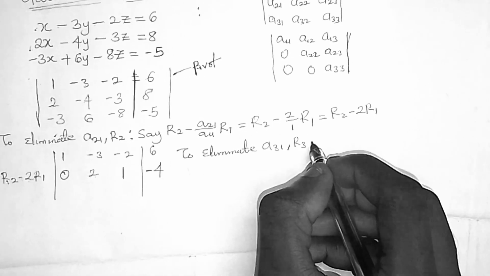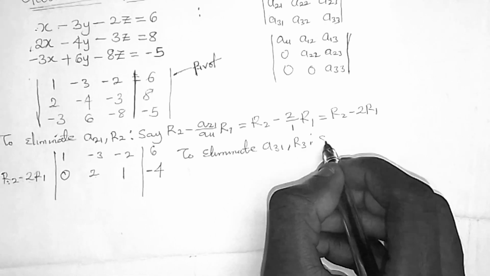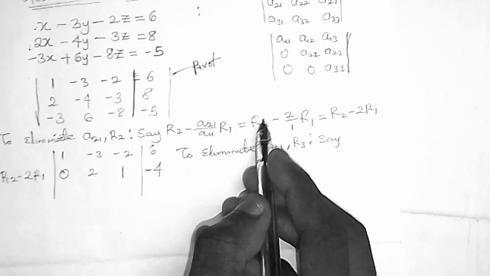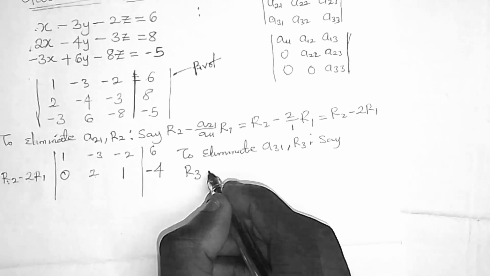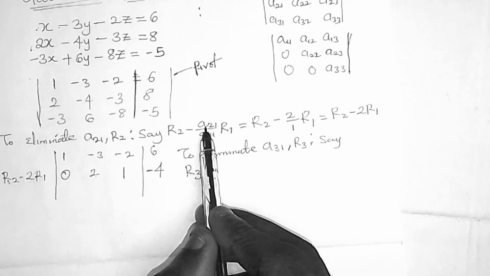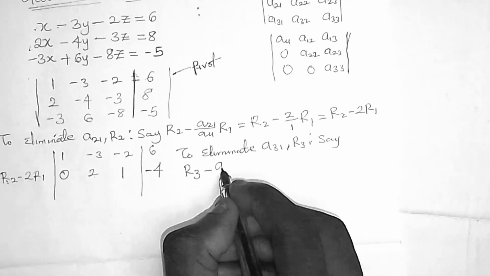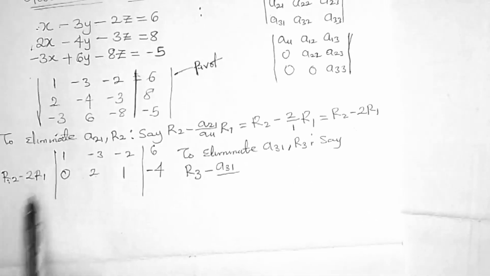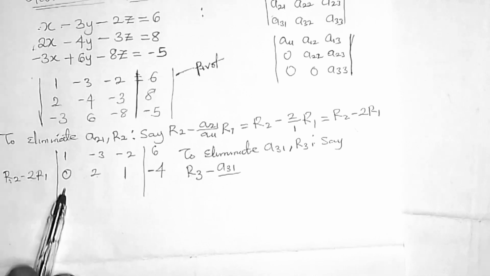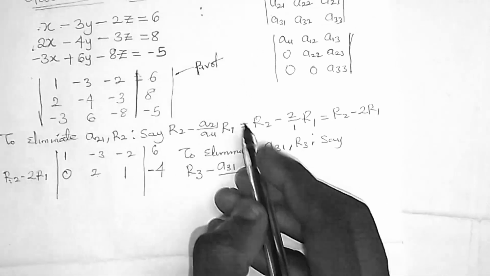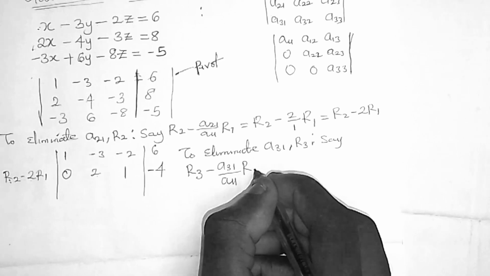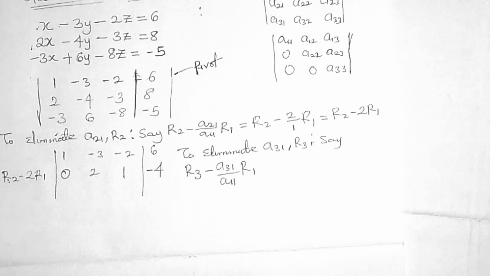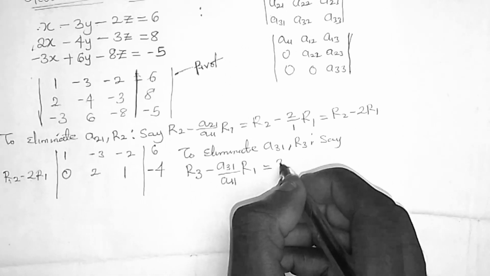So you will say that, look at it. What did I do here first? I said R2. So this place will be what? R3 minus, see this place I say A21. So this place will be what? A31 over, because it is still dealing with what? Column 1. It is still dealing with column 1. So that will be what? Over A11. Then R1. Are you seeing that now?